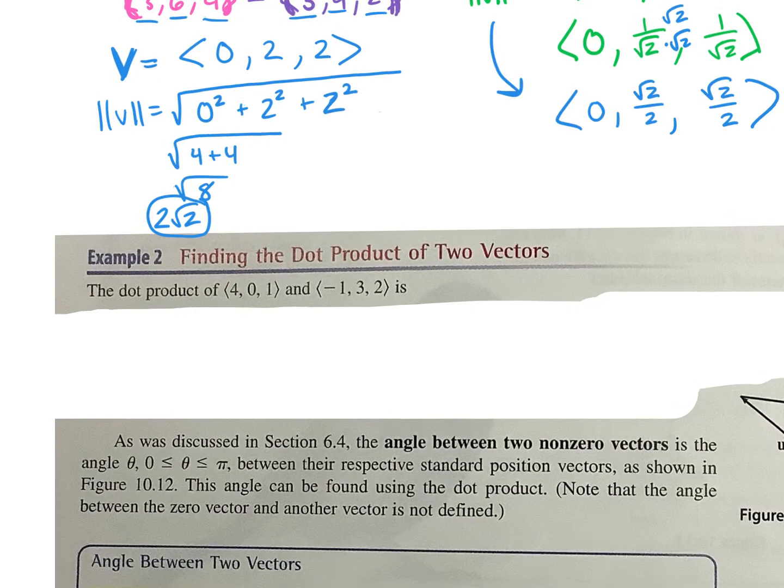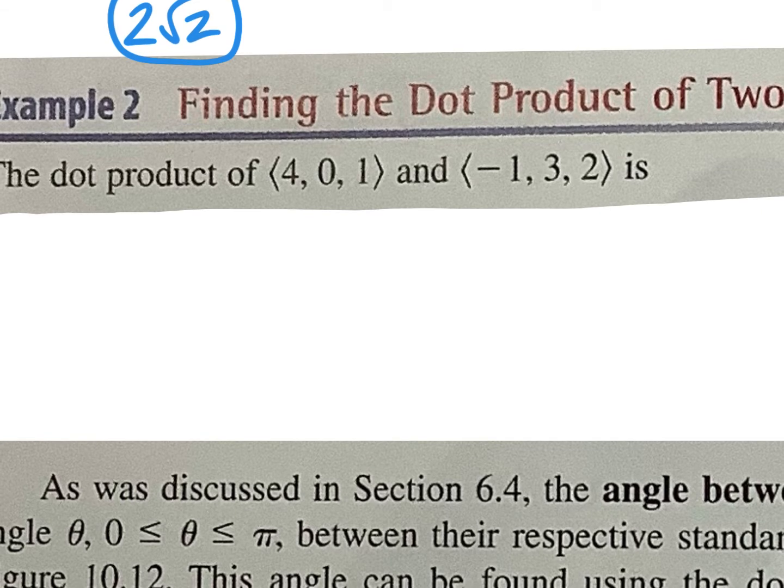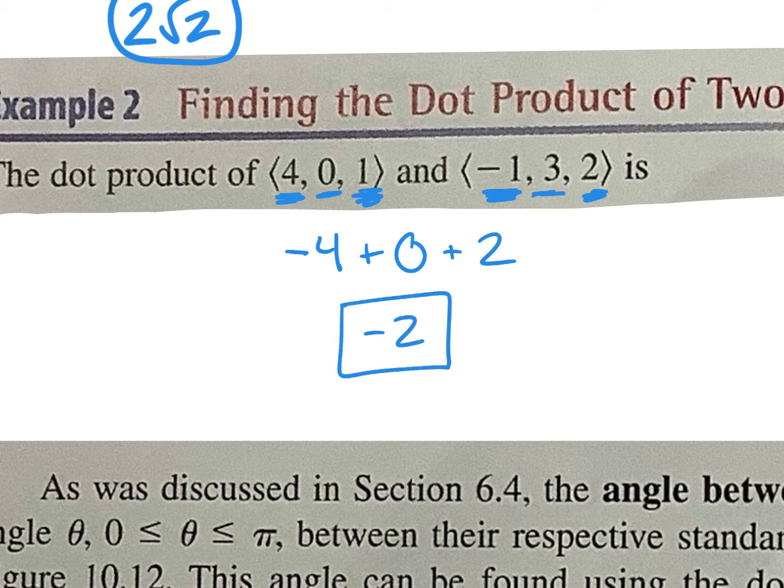We have to find the dot product of our two vectors. How do we find the dot product? So we multiply the first times the first. So 4 times -1 would be -4, plus the second times the second, 0 times 3, 0, plus the third times the third, 2. So -4 plus 0 plus 2 is -2.